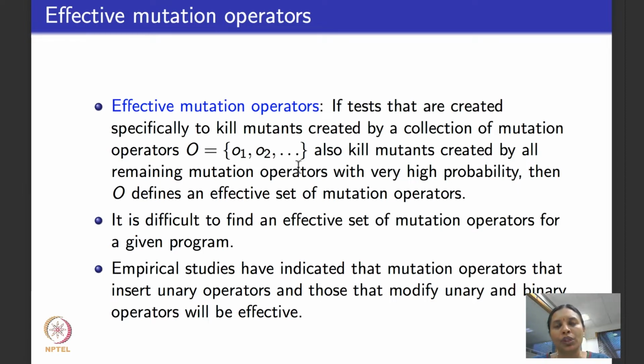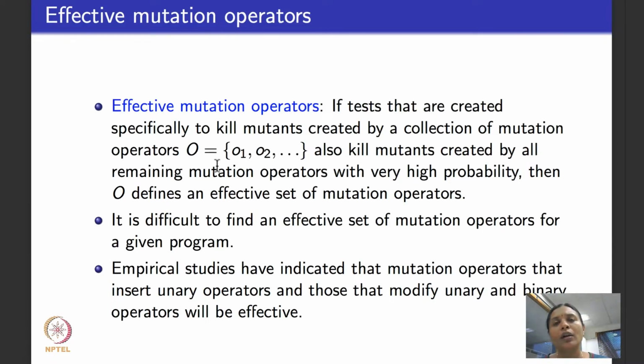You've made these mutations one at a time to the given piece of program, and you're writing test cases to kill these mutation operators. If the test cases that you have written to kill these mutation operators also happen to kill other unused mutation operators with very high probability. You may or may not know whether they've actually killed, but let's say they happen to kill the other remaining mutation operators with very high probability, then you say that the underlying set of mutation operators that a programmer has picked is turning out to be effective.